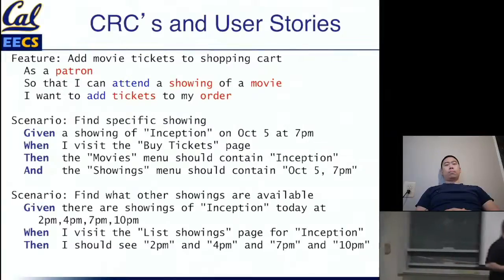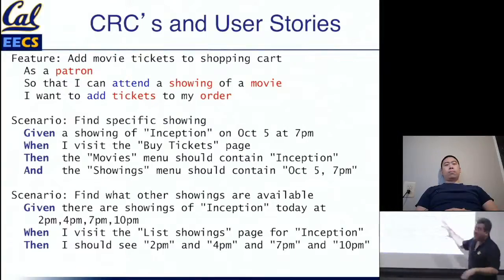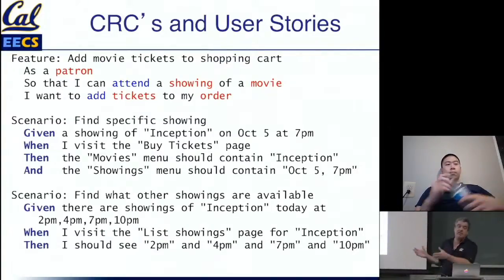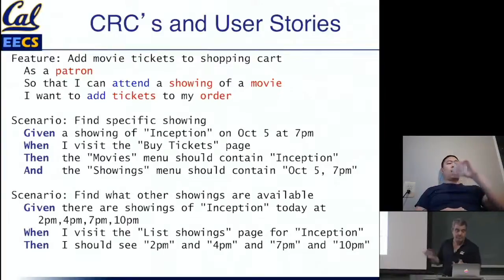So this is not a foolproof way. You're not going to get 100% of your classes and methods out of this. But it gives you a starting point. And it gives you a starting point that is based on a document that you already have, which is the user story.